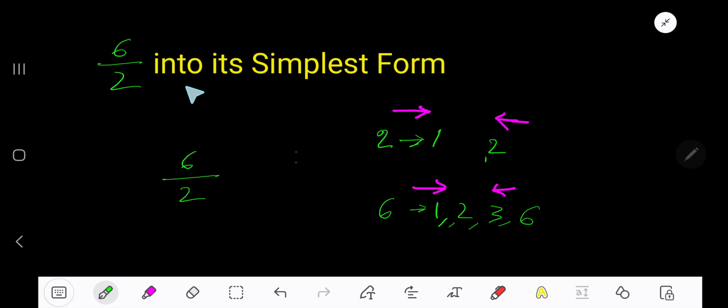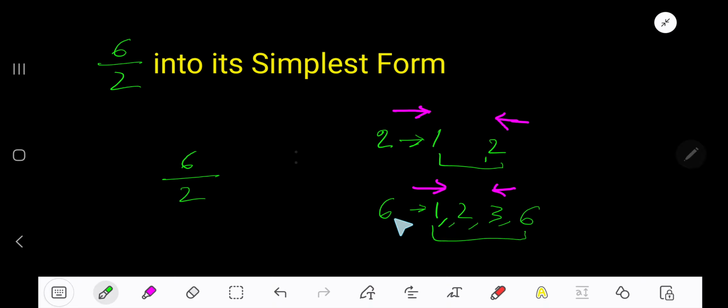Simplify 6 over 2 into its simplest form, lowest term, or reduced form. To simplify the fraction 6 over 2, we need to divide the numerator and denominator by the greatest common factor or greatest common divisor. 1 times 2 equals 2, so 1 and 2 are the factors of 2.